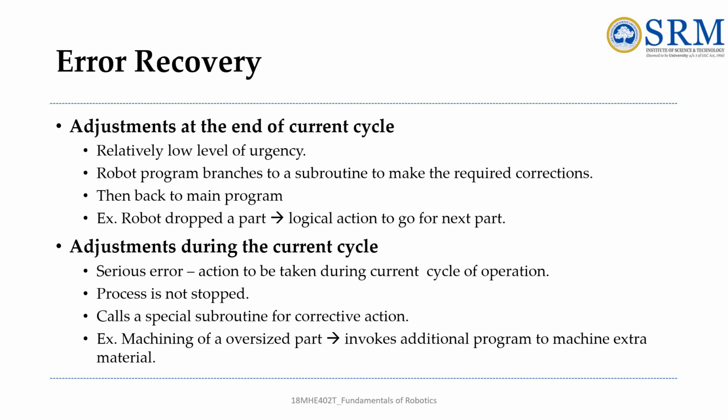Next is adjustments during the current cycle. If the error is a serious one, action is to be taken during the current cycle of operation. For example, machining of an oversized part. In this case, it invokes an additional program to machine the extra material at that time itself, if the process is not stopped. It calls a special subroutine for corrective action.